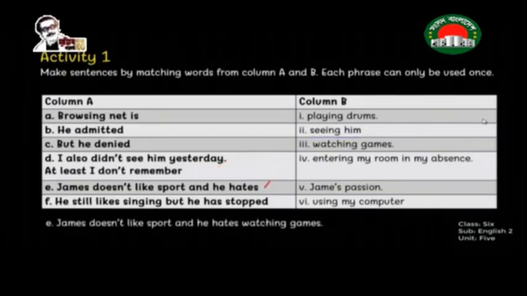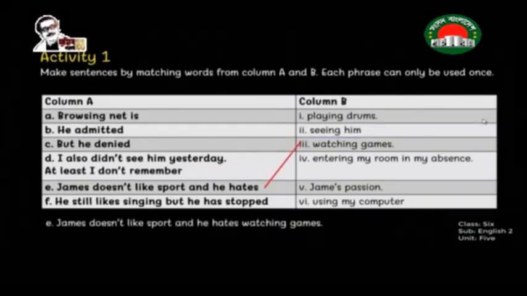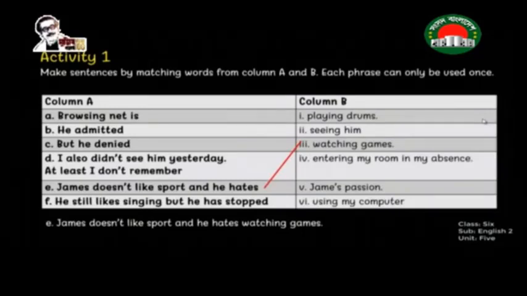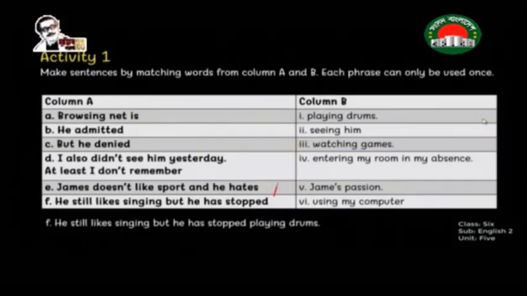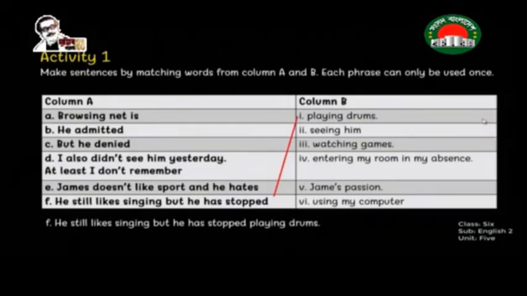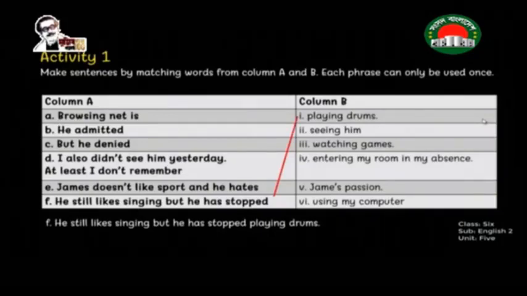James doesn't like sport and he hates watching games. So, watching games is an activity and it's an object. The last one, he still likes singing but he has stopped playing drums. Stopped playing drums. So, playing drums is an object and at the same time it's an activity.